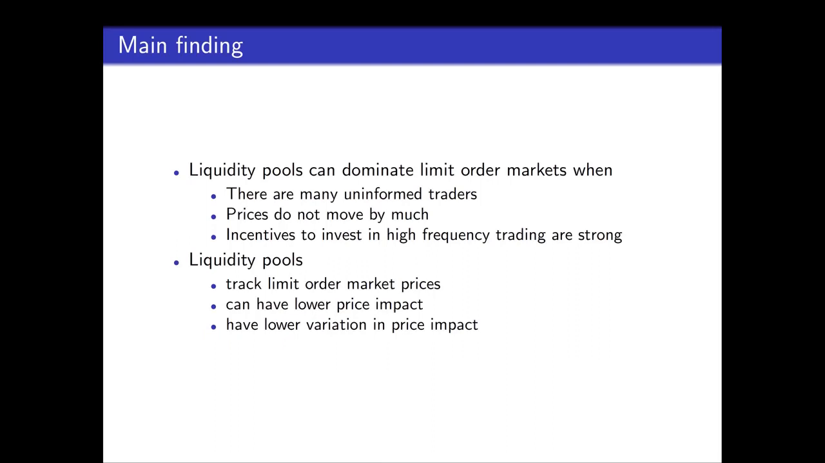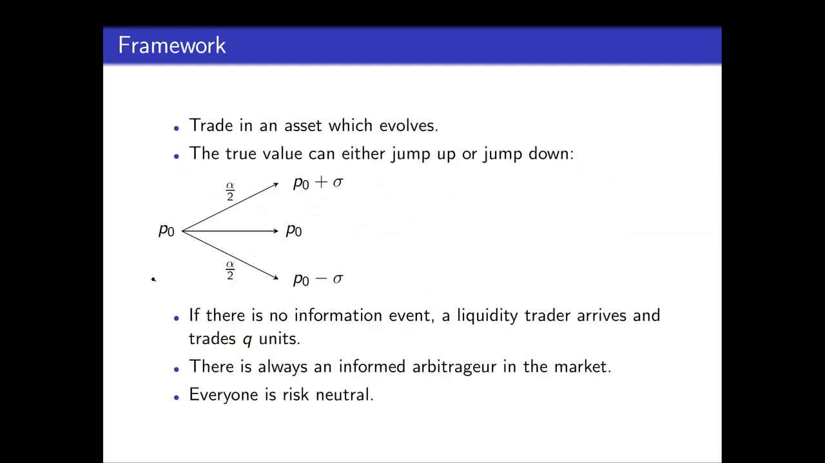Empirically, when we look at the data, we find that these liquidity pools track the limit order market prices pretty well, that they can have a lower price impact, and that they also have a lower variation in price impact, which is important for institutional traders who want to sell large quantities and want a predictable price impact. So we built a theory model in the paper that I don't really have time to go through, but just the basic idea.